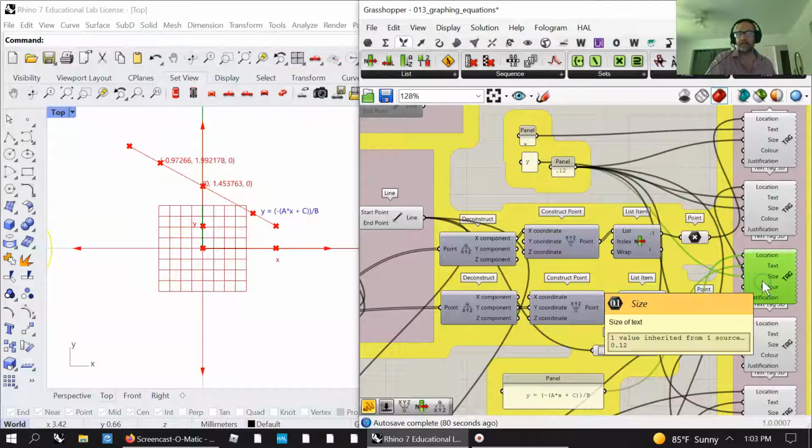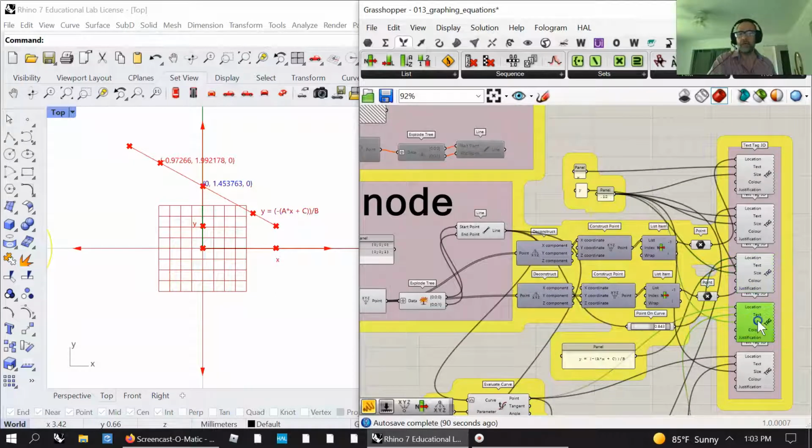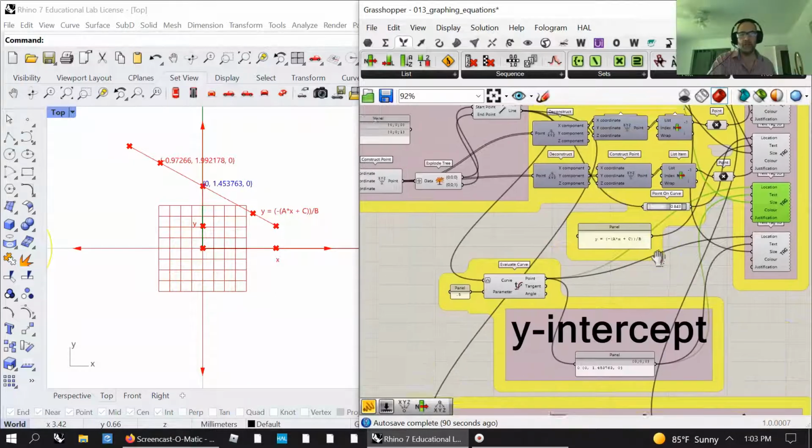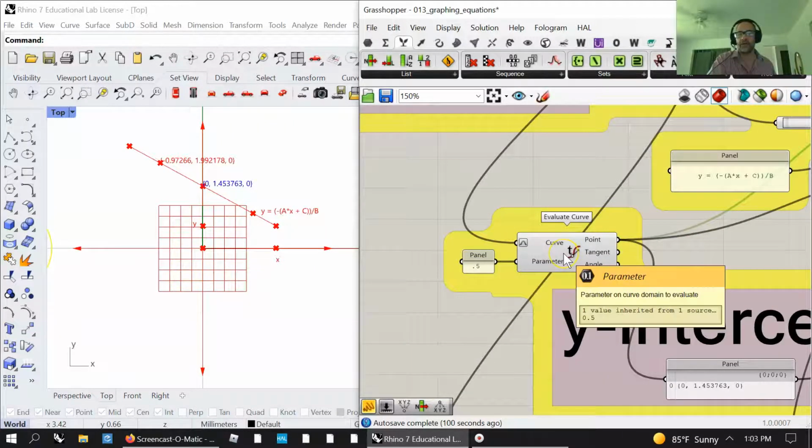Pretty small text. The equation of what we're solving for, negative a times b plus c, all that negative, or you could leave it as negative a times x minus c, but as long as that's in parentheses divided by b, you're going to end up with solving for y. And then I've got the y-intercept, which is a very interesting tool, which happens at 0.5 on the curve, and you can use the evaluate curve.